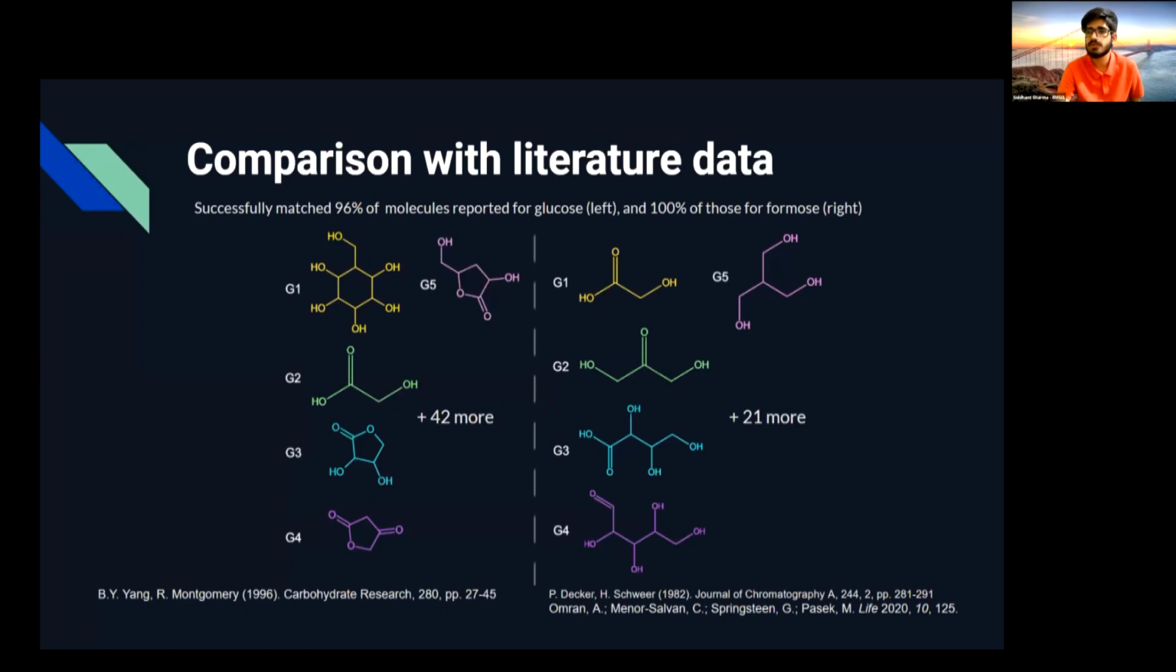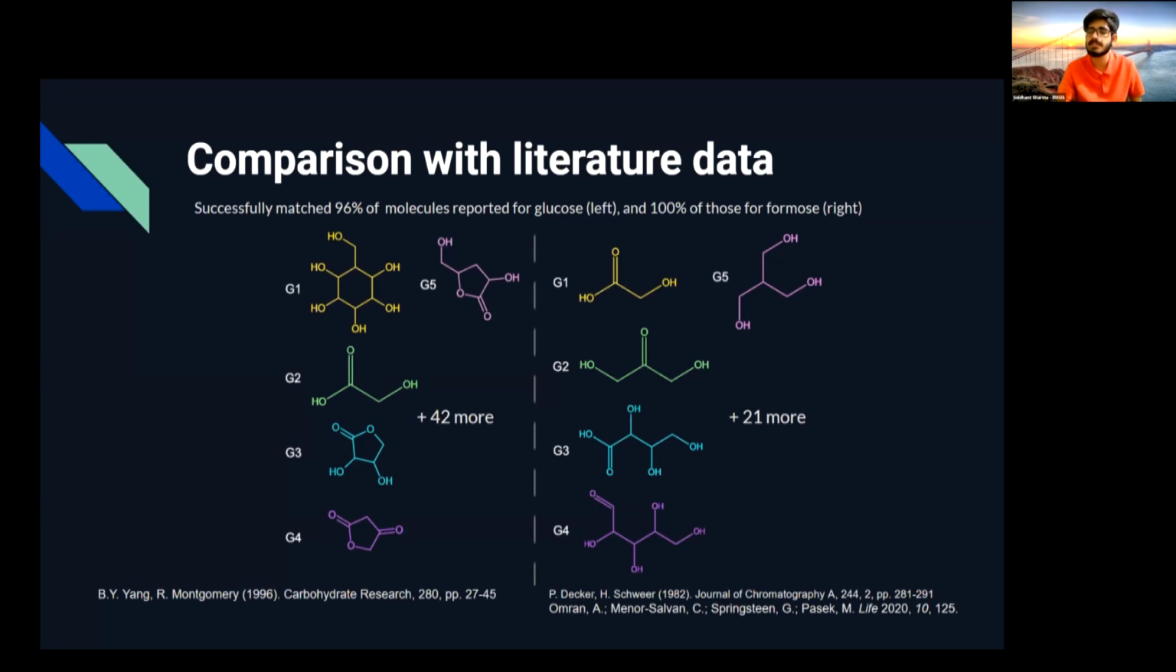I personally believe that you should compare your theoretical models with experimental systems, and experimental systems definitely do have more messy chemistry, but they provide really good ground truthing. So we compared our glucose results to a very good paper by Yang and Montgomery, and we were able to match 96% of our molecules just by using the structures in an SDF file. Comparing it with the formose structures given in the experimental system by Decker and Omran and other people, we were able to match 100% of our formose systems, and that was a win for us.